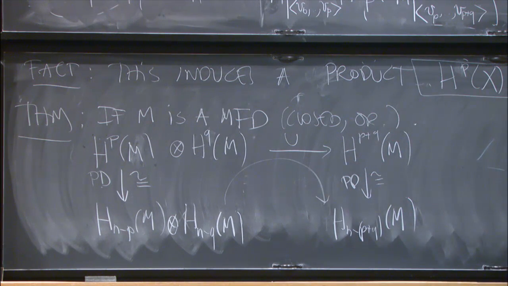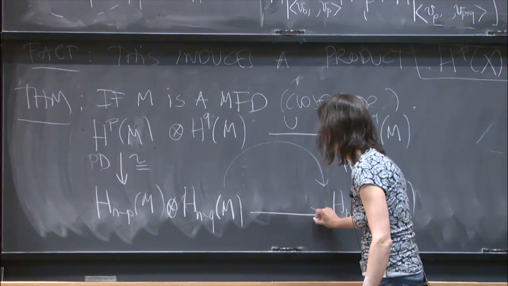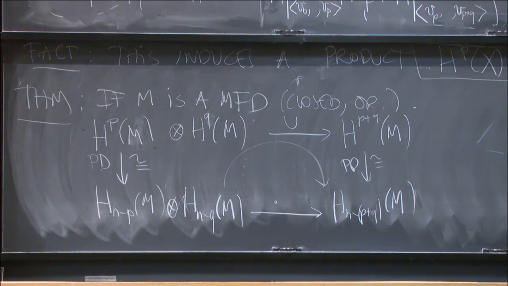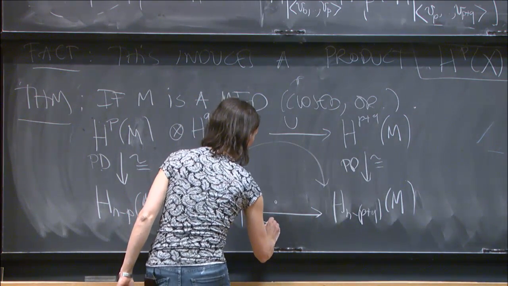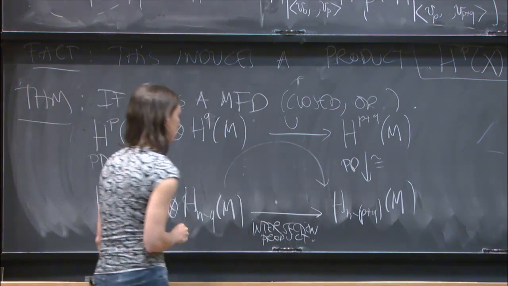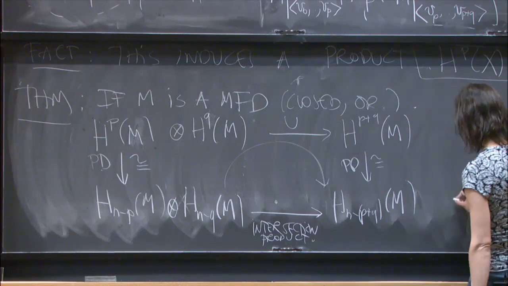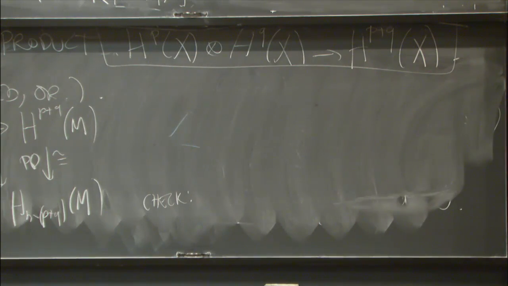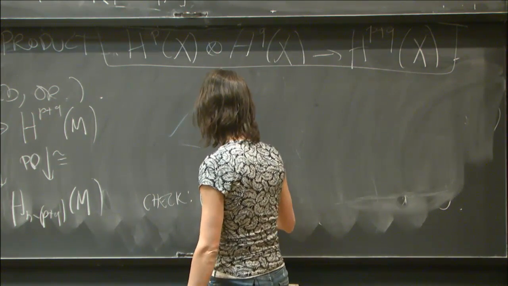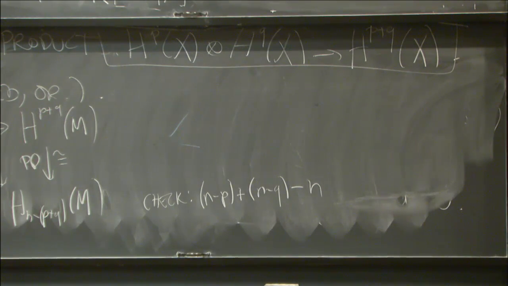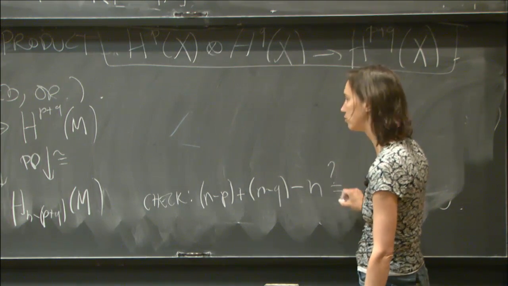Okay, so these are isomorphisms, so in these groups I can go like this. This is a new product in homology. A fact, maybe up to sign: this is the intersection product. Let's check at least the dimension. What was the intersection product? It took P and Q to P plus Q minus N. So P is now N minus P, plus N minus Q, minus N. This is where I should land if I do that product. This is equal to N minus (P plus Q).